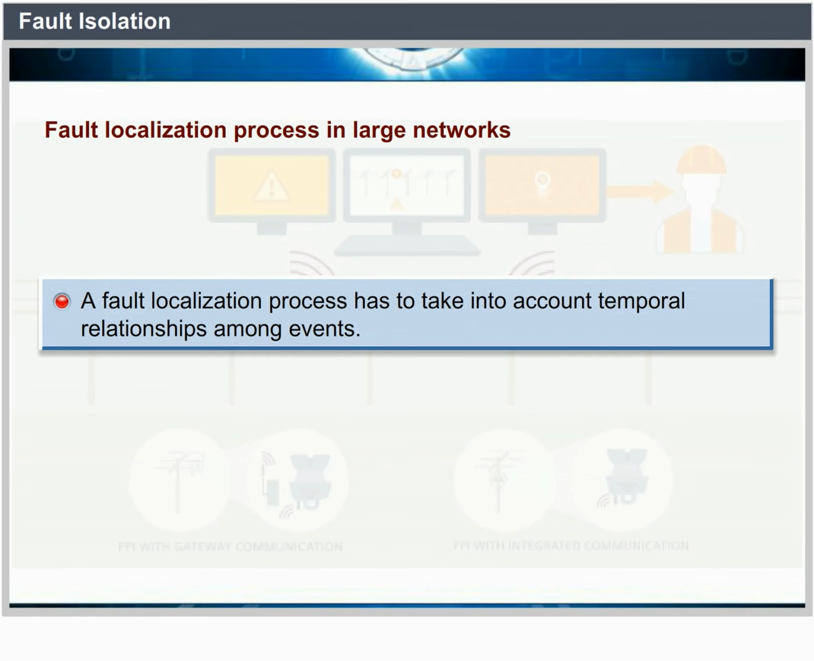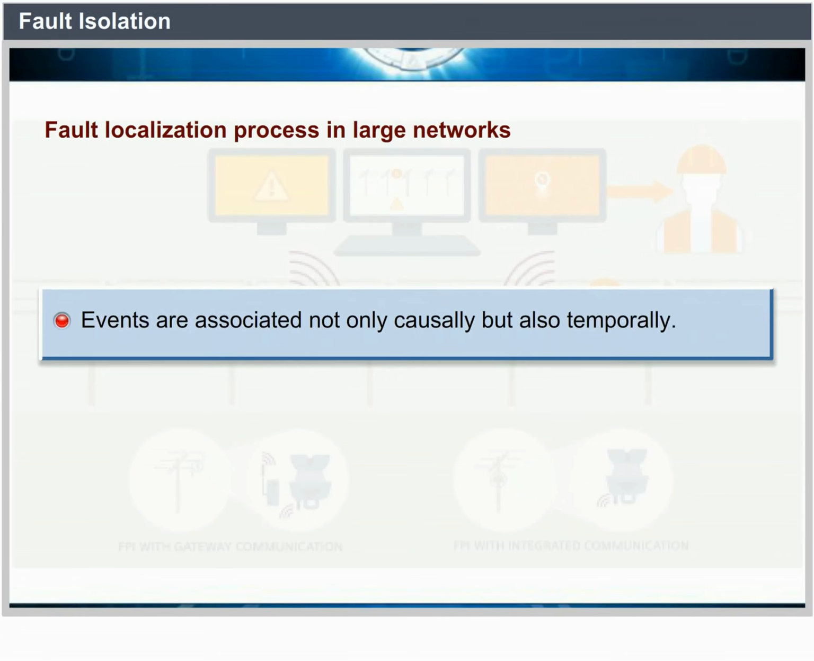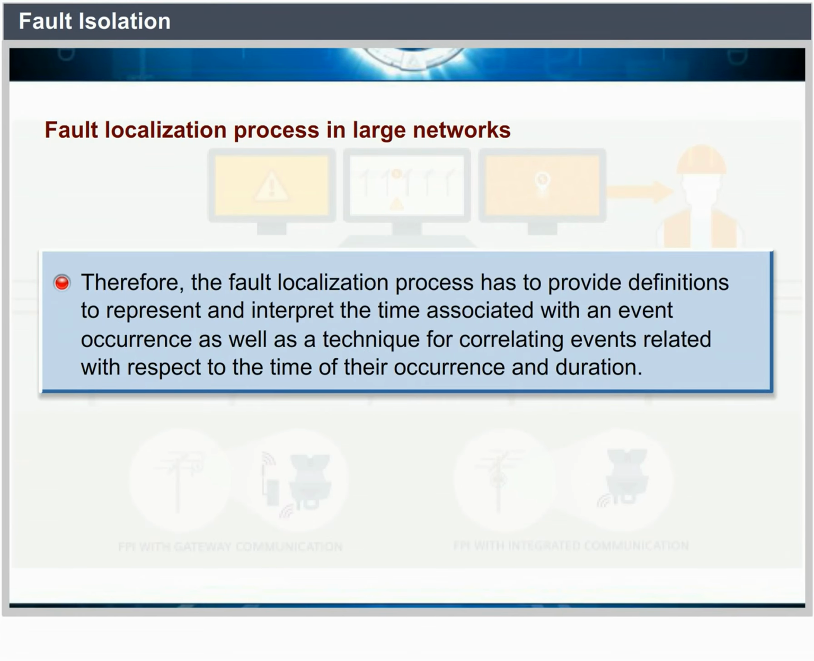An important aspect related to fault localization is the representation of time. Events are related not only causally but also temporally. Therefore, the fault localization process has to provide means to represent and interpret the time associated with an event occurrence, as well as a technique for correlating events related with respect to the time of the occurrence and duration.